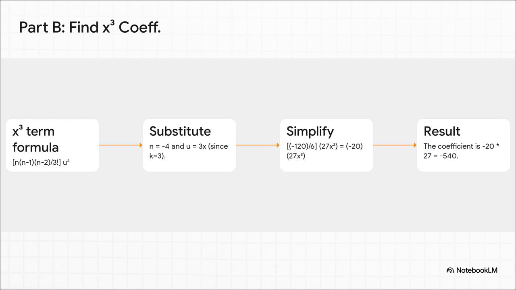Awesome. So now that we know k equals 3, our u term is actually 3x. We're just going to follow the exact same process, but this time for the x³ term. We grab the general form for the x³ term from our formula, we plug in n equals -4 and u equals 3x, and then we just carefully simplify to find that final coefficient, and it turns out to be -540.